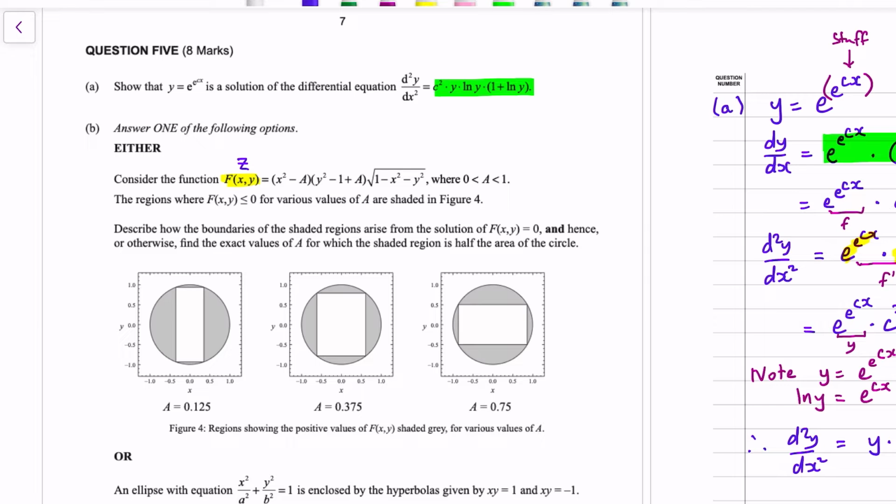And we're given the regions where the function is negative or equal to 0 for various values of a shaded in the figure 4. Actually that is wrong, because the diagram underneath the caption here says positive values are shaded. And then this one says less than or equal to 0. So there was a mistake in the exam this year. But let's just have a look at which one's right. Is it the caption that's right, or is it the question that's right?